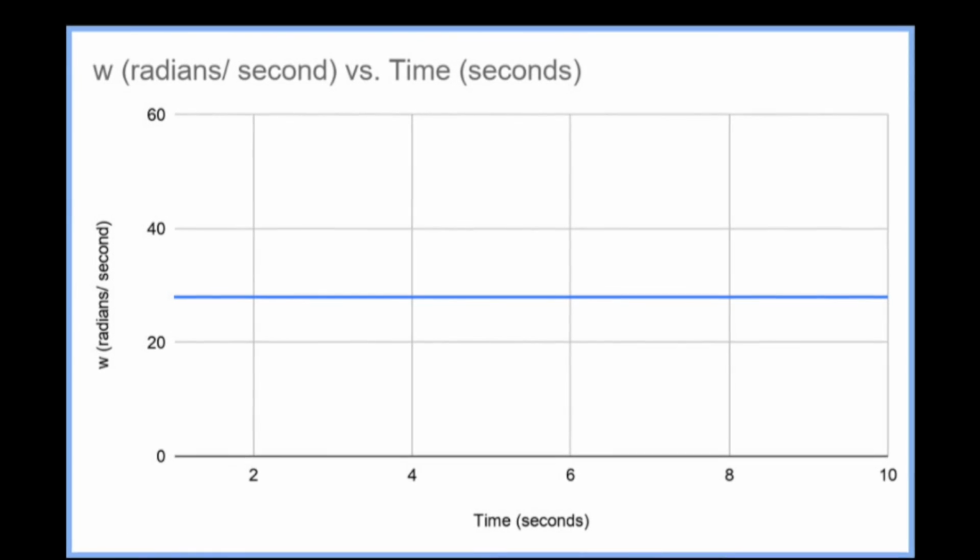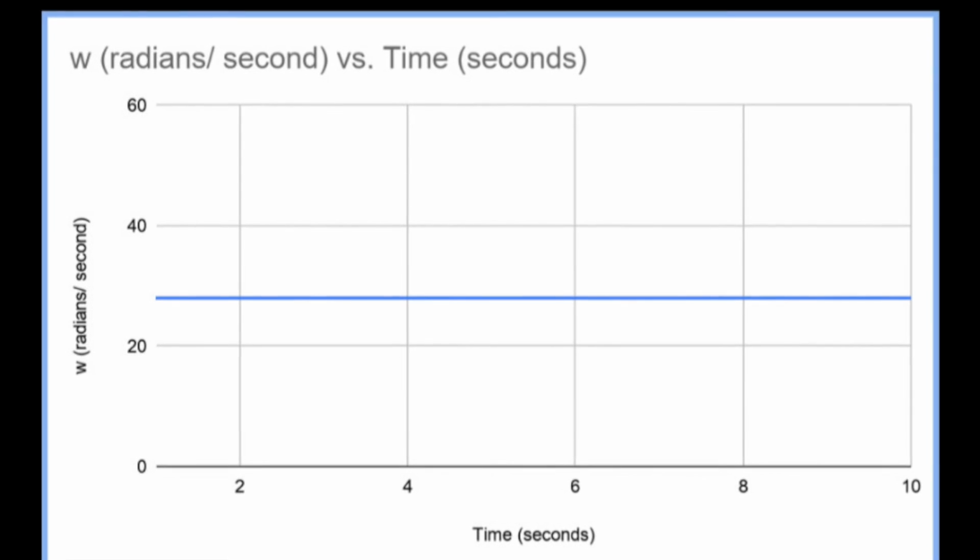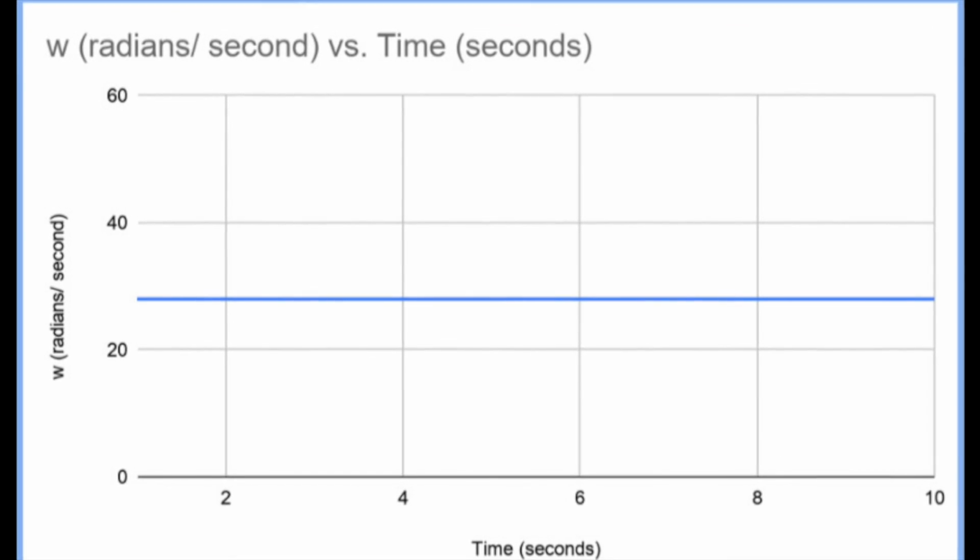There we have the graph for uniform motion. It is a straight horizontal line because the magnitude of velocity is constant and does not change.